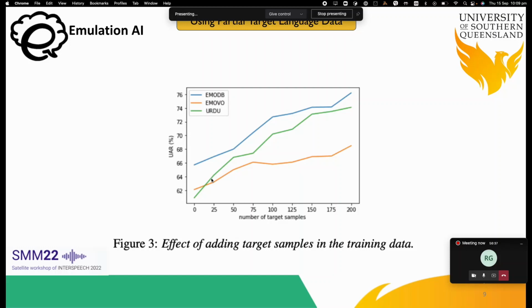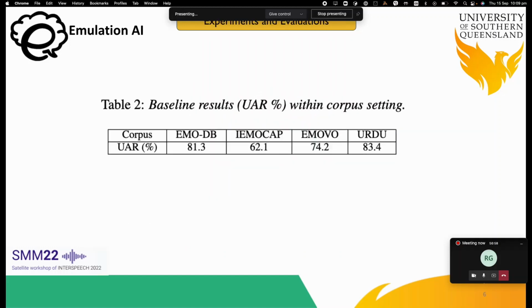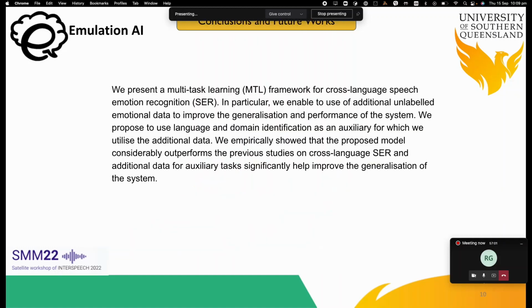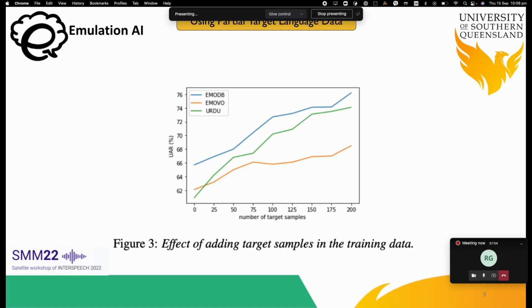performance is considerably increasing. Here the system is able to see samples from the target data, and just using 200 samples, we are able to increase the performance above the baseline we get within corpus. So it means when we are adding target data in the system, the model, along with the additional unlabeled data, is able to perform really well for all 3 languages.